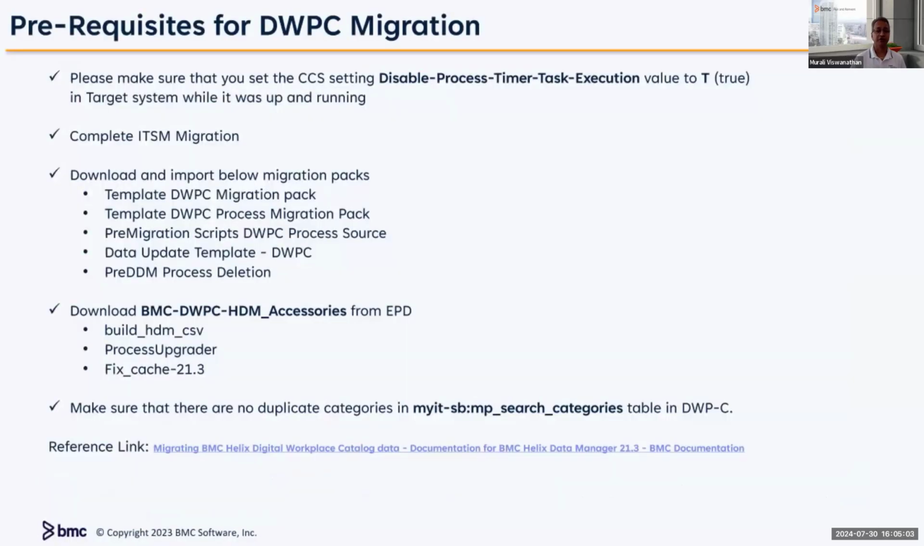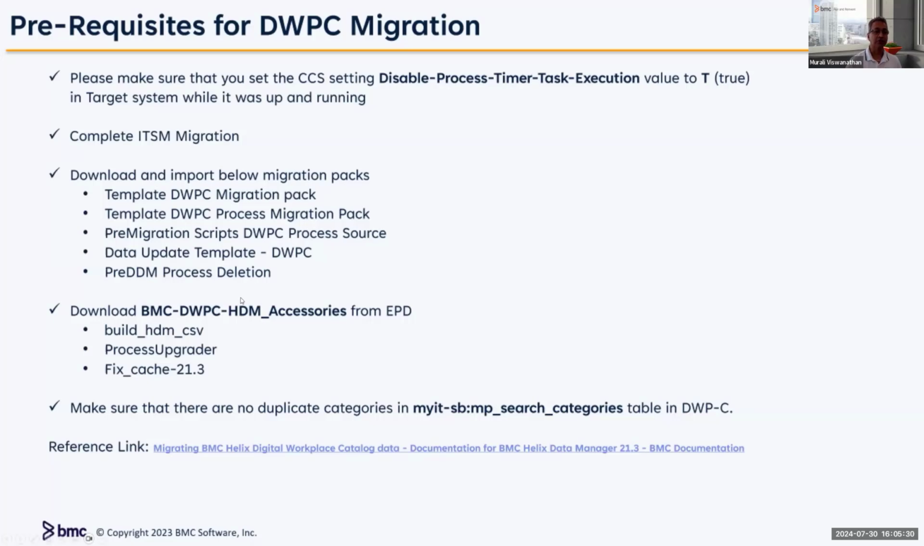So what are the prerequisites for DWP catalog migration? DWP catalog migration has some pre-steps and post-steps. The HDM tool is available to be used for ITSM, Smart-IT, and DWP catalog data. Once you complete your ITSM data migration is when we recommend you do the DWP catalog migration. So what are the packs involved?